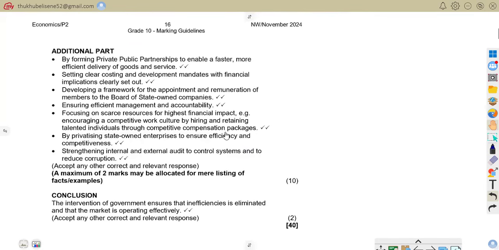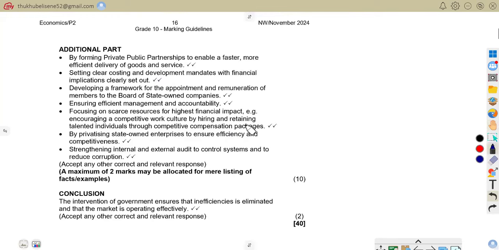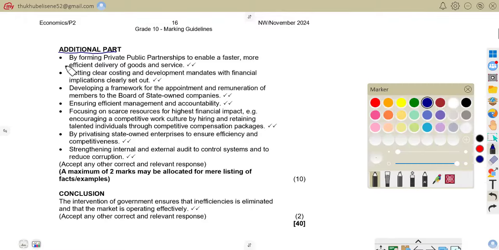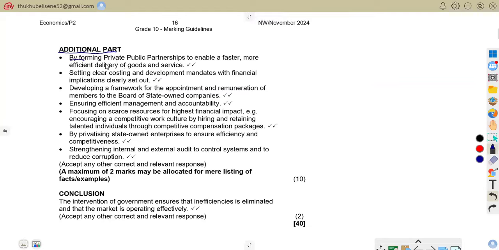So now we are on the additional part to the aspects of the body that we have discussed. So the additional points are the following. By forming a private-public partnership to enable a faster or more efficient delivery of goods and services. That is why you form a private-public partnership, whereby the two sectors partner so as to enable faster and more efficient delivery of goods and services to the consumers.